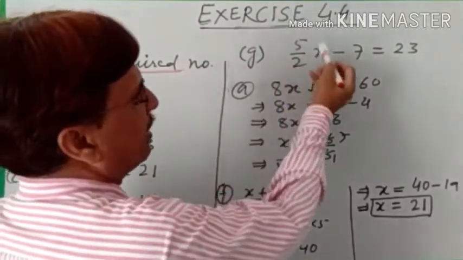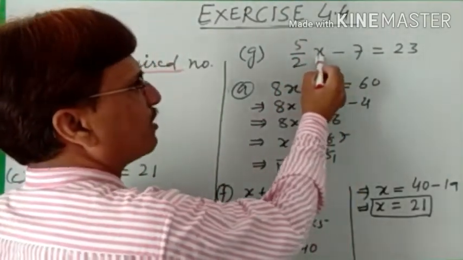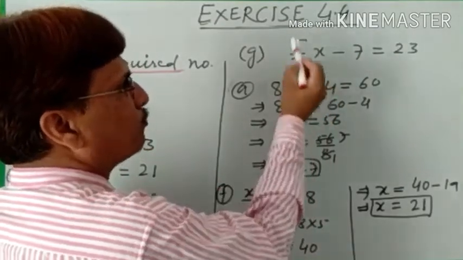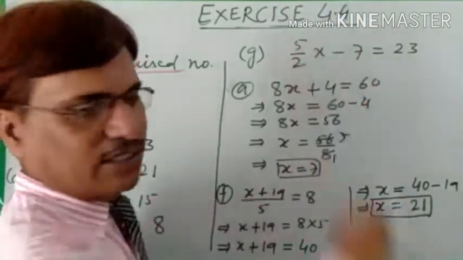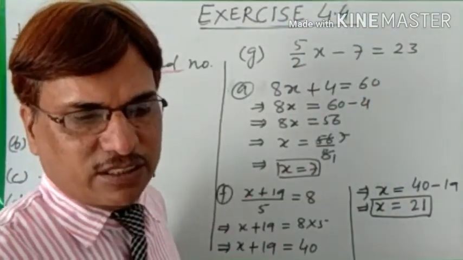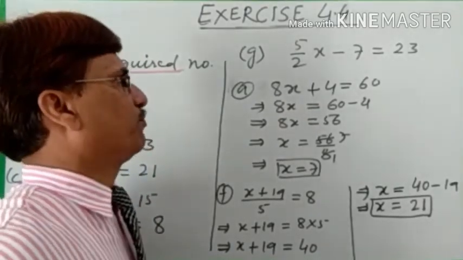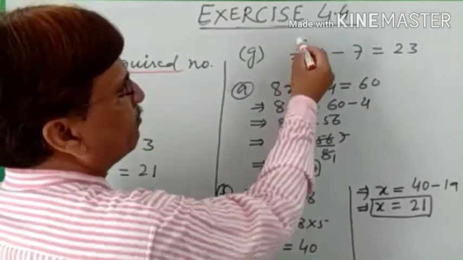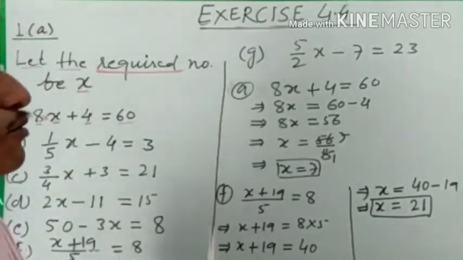Now question number G. You think a number x. Question is another thing of a number. So 5 upon 2 of a number is 5 upon 2x, minus 7. If you take 7 from 5 by 2 of a number, so 5 by 2 x minus 7 is equal to 23. And how to solve?